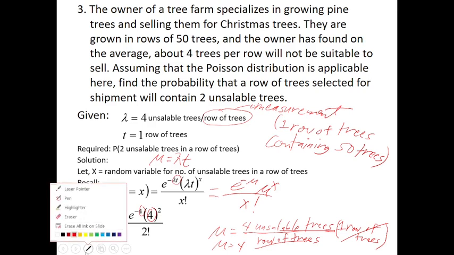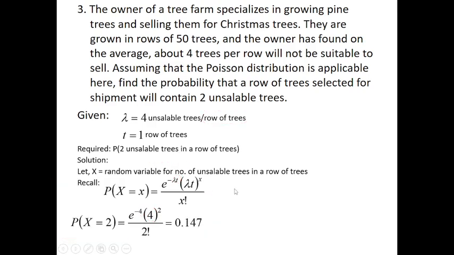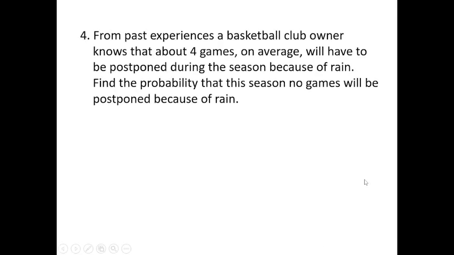So that's all. Then the final answer is 0.147. So that's the probability that in a row of 50 trees, there will be two unsaleable trees. So which is 0.147. Okay? So let's now proceed to number 4. Number 4, from past experiences, the basketball club owner knows that about 4 games on average will have to be postponed during the season because of rain. Find the probability that this season no games will be postponed because of rain.